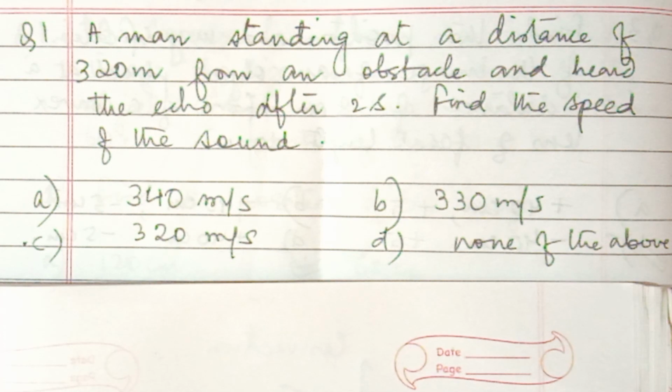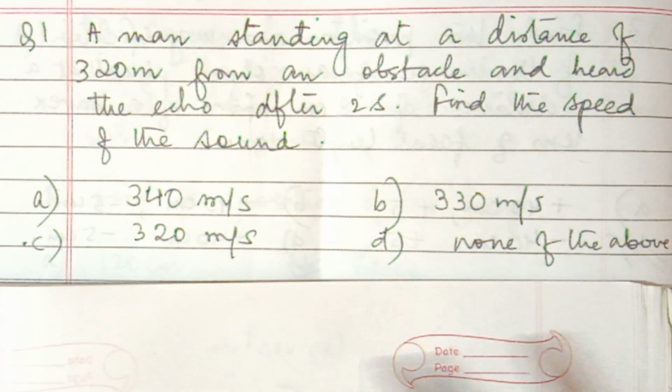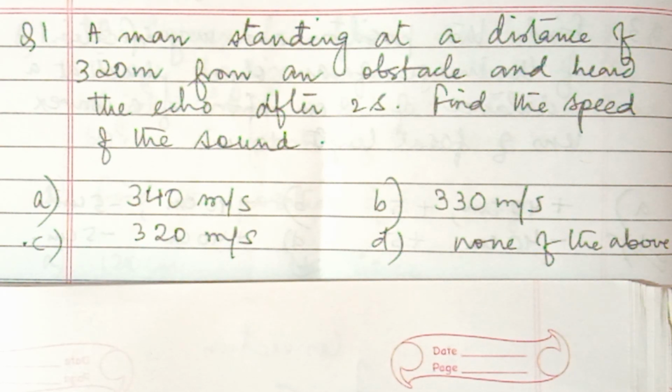So question number 1 is like this. A man standing at a distance of 320 meter from an obstacle heard the echo after 2 seconds. Find the speed of the sound. So this is a very common, very direct question.